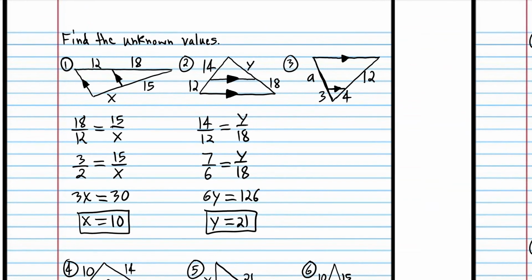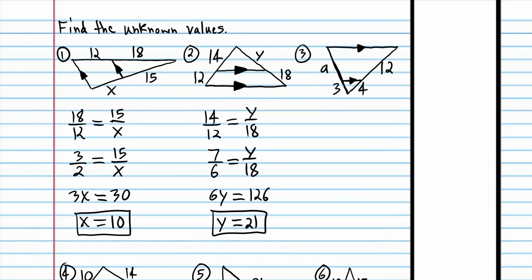On to the next problem. We'll do one more of these before you try one on your own. So we've got, again, we know these two segments are parallel, so that means by that theorem, because we're dealing with triangles here, we know that a over 3 must be equal to 12 over 4. Or you can flip both of these. That's okay.